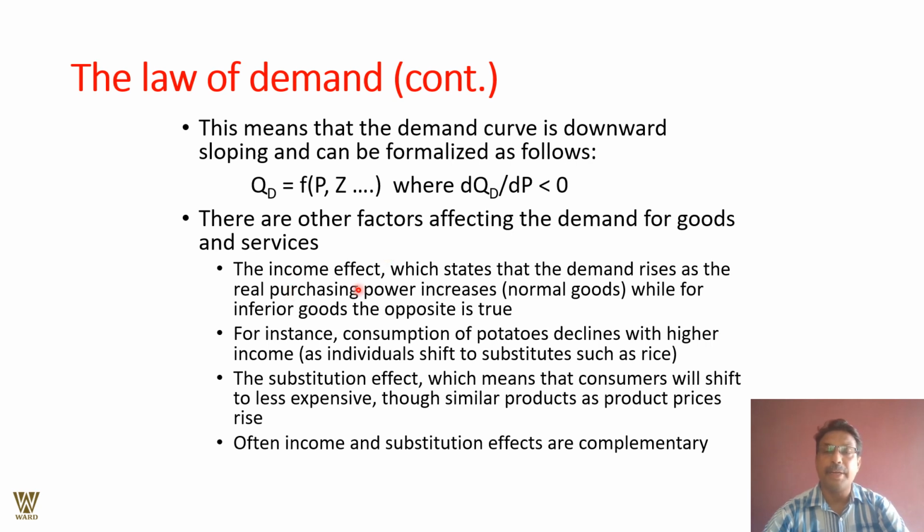The income effect states that demand rises as real purchasing power increases. This holds for normal goods, while for inferior goods the opposite is true. For instance, consumption of potato declines with higher income as individuals shift to substitutes such as rice, perhaps. Instead of consuming potatoes, we start shifting to rice. Instead of having rice, we might start shifting to wheat, perhaps.